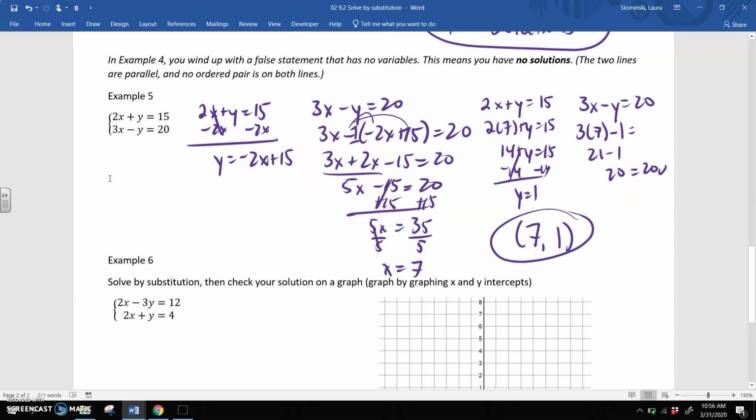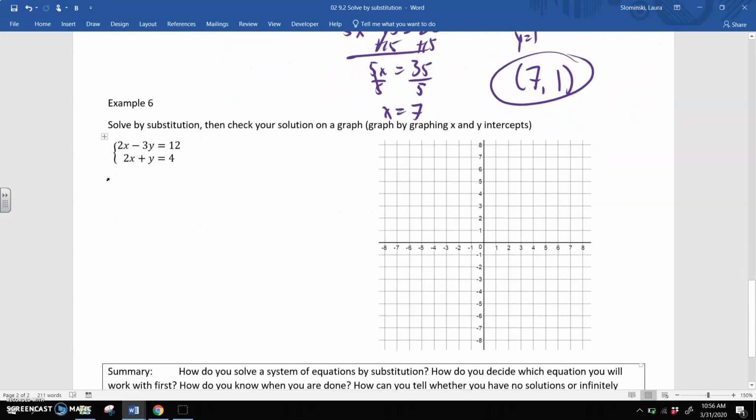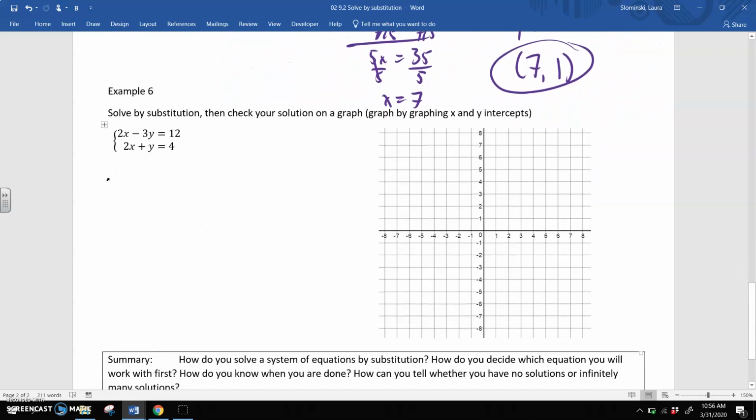Last but not least, example 6 says solve by substitution, then check your solution on a graph. So graphing by hand. So again, this time I actually noticed that the second equation has the easier thing to solve for. So I subtract 2x. I get y equals negative 2x plus 4. Plug that back into the other equation, sorry. So I have to plug that back into the top equation this time. And that's my y value.